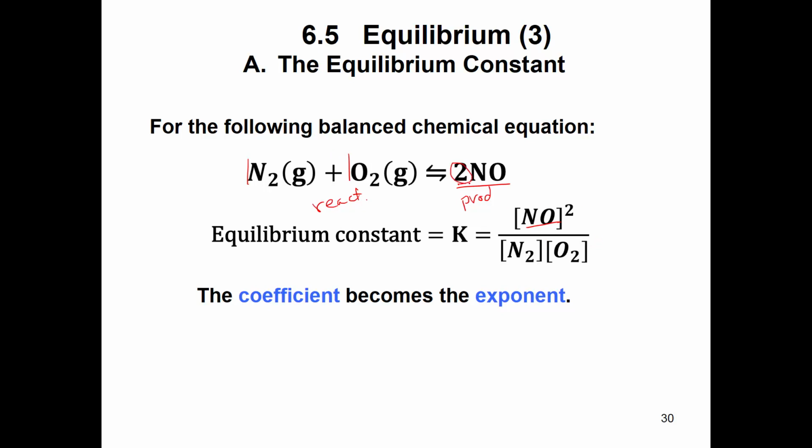But this one is a 2, so I have to put that to the second power, which basically is the same as squaring it. So the coefficient in the balanced chemical equation becomes the exponent in the equilibrium constant formula.